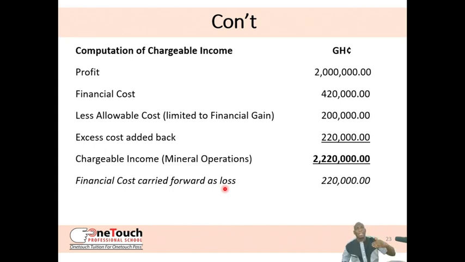So what they are saying is that the financial cost can only be allowed in a financial statement or in arriving at the chargeable income to the extent to which financial gain exists. If no financial gain, no financial cost can be allowed in the financial statement. This point is very, very important. This is how we treat financial costs and financial gain. Please, it's always important for students to look at that area.